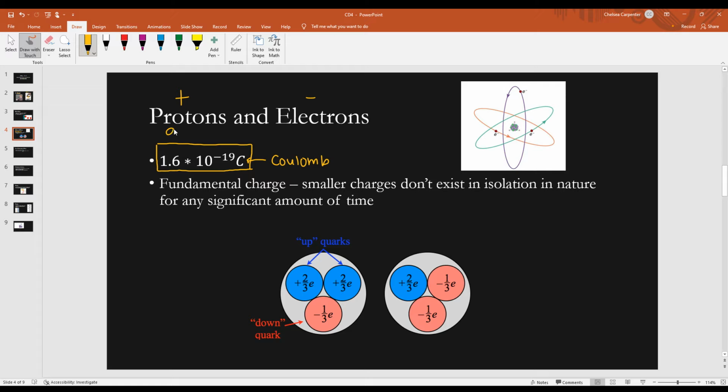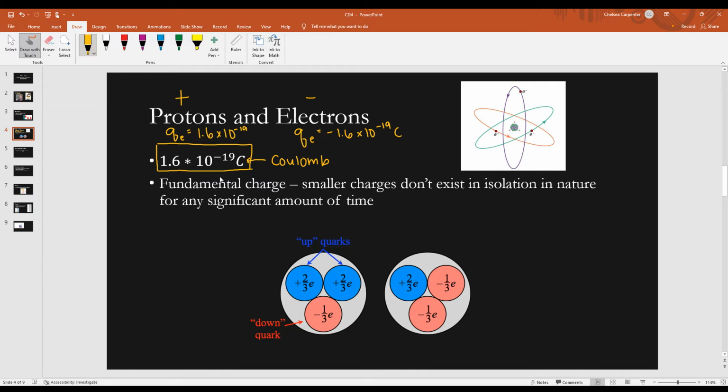The charge on a proton is positive 1.6 times 10 to the negative 19 coulombs, and on an electron is negative 1.6 times 10 to the negative 19 coulombs. Q is the variable you'll see for charge, and sub E means proton or electron. It'll just be a positive or a negative 1.6 times 10 to the negative 19.